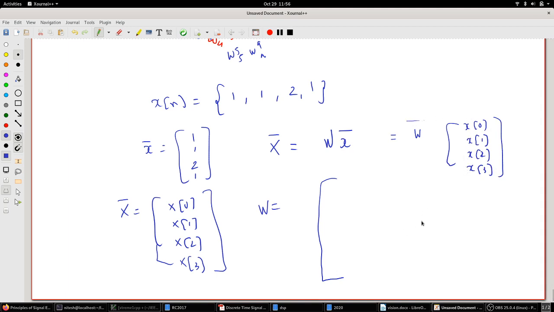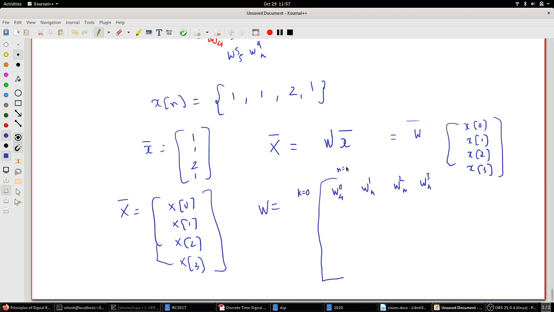So if you look at it carefully, this row will represent k equal to 0, because this eventually becomes equal to the X bar vector. So this will be k equal to 0. If I plug it in here, W_0 of 4, W_1 of 4, W_2 of 4 and W_3 of 4.